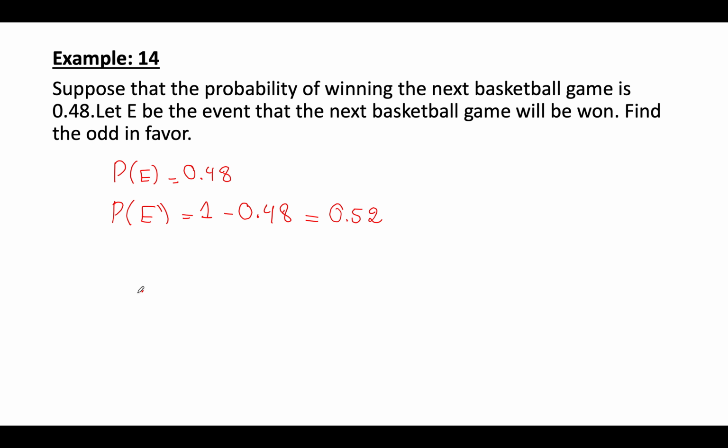Now, in order to find the odds in favor, we just need to divide the probability of E over the probability of E complement, or not E. So 0.48 divided by 0.52. This is equal to 48 divided by 52, and we get that the odds in favor are equal to 12 over 13, which means the odds in favor of the next basketball game are 12 to 13.